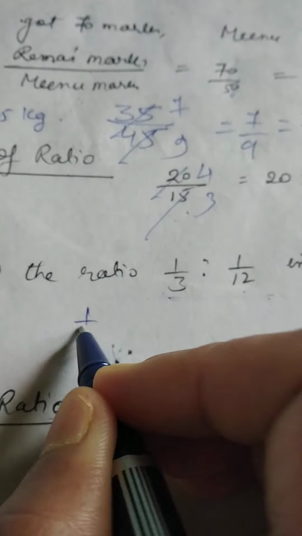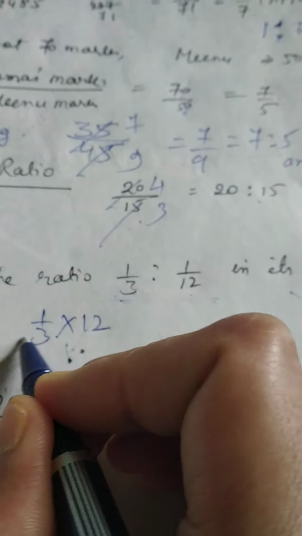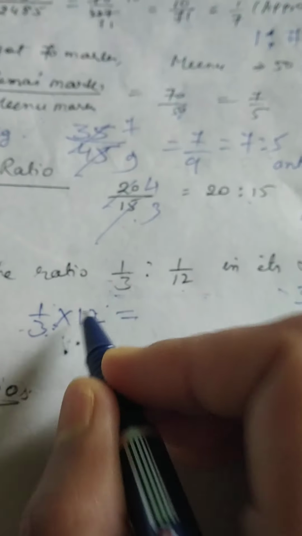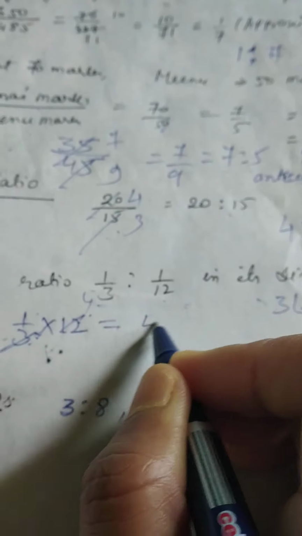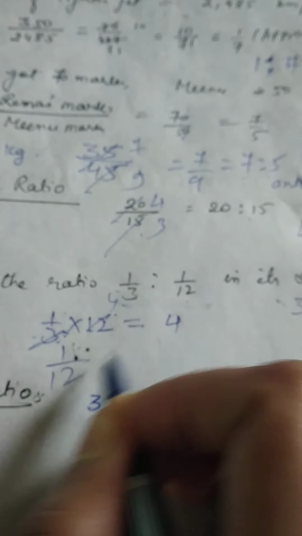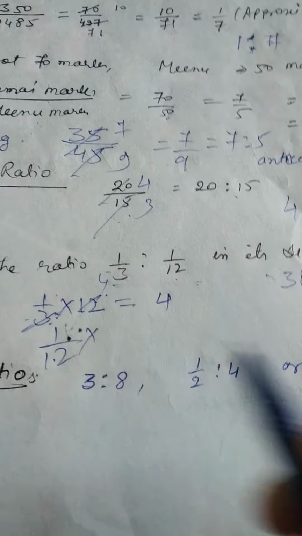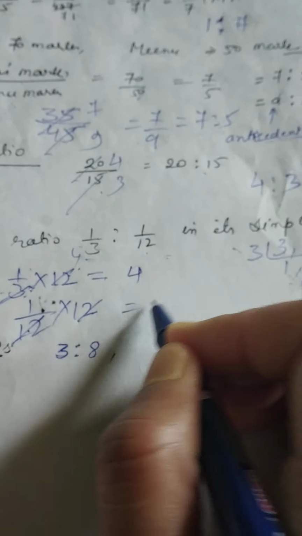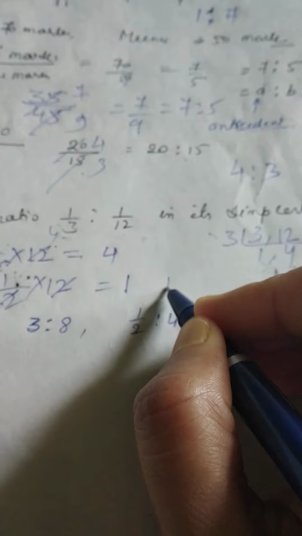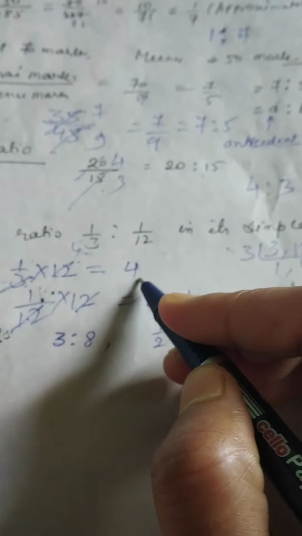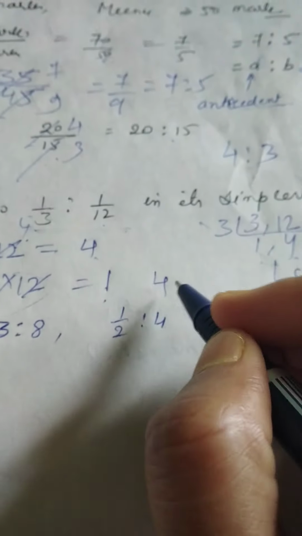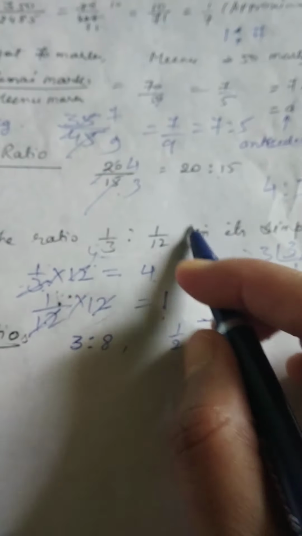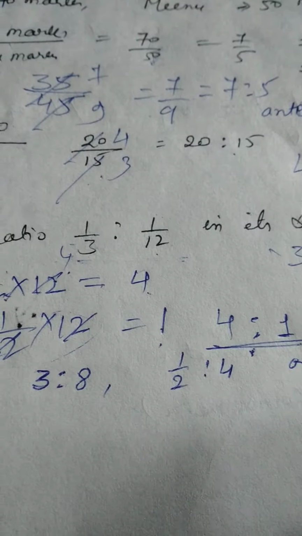So what we will do? We will multiply by its LCM with both the terms of the ratio. 1/3 into 12. 3 4s are 12. We will get here 4. And here 1/12 into, we have to multiply it by LCM, 12. 12 1s are 12. So we will get here 1. So for this we can write 4 and for this we can write 1. 4:1 is the simplest form of this ratio. Clear?